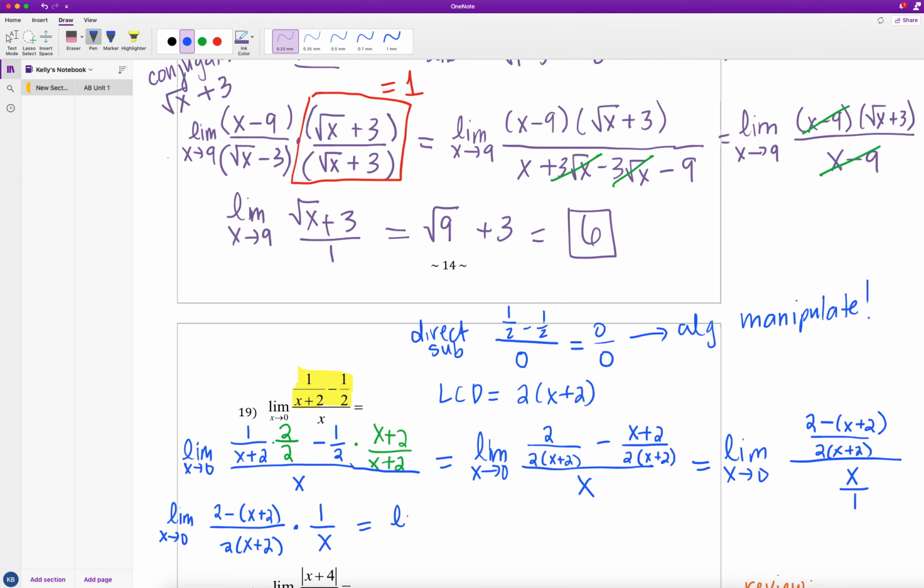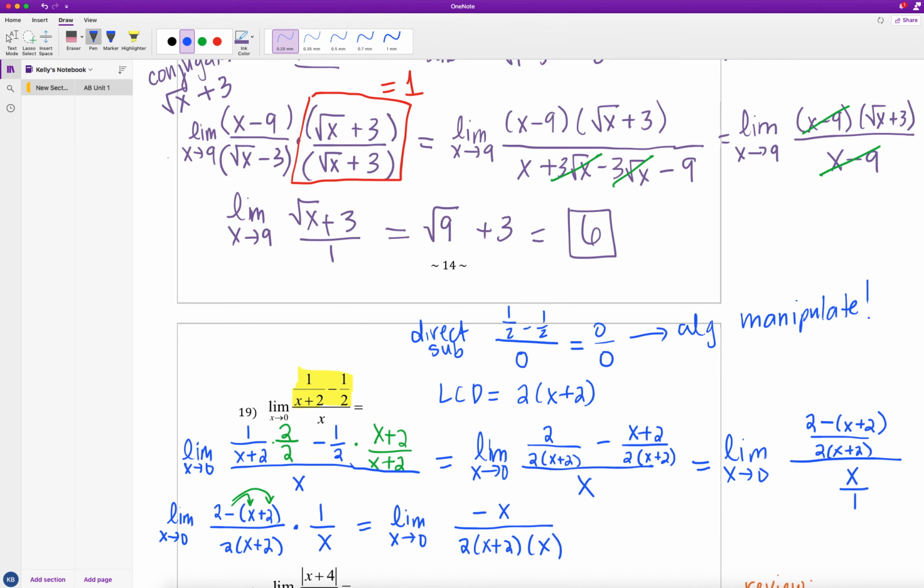I'm going to continue to simplify this down a little bit, so I get the limit as x approaches 0. Now in the numerator, when I distribute this negative sign, I have a 2 minus a negative 2, so those guys will cancel each other out, and I just get left with a negative x on top over 2 times x plus 2 times that x that we had from multiplying by the reciprocal.